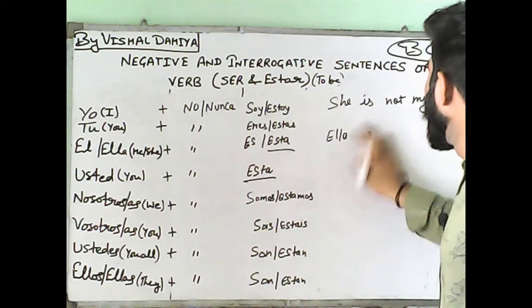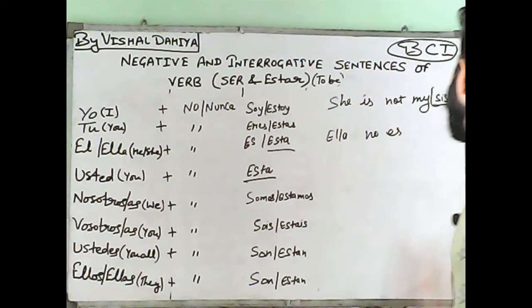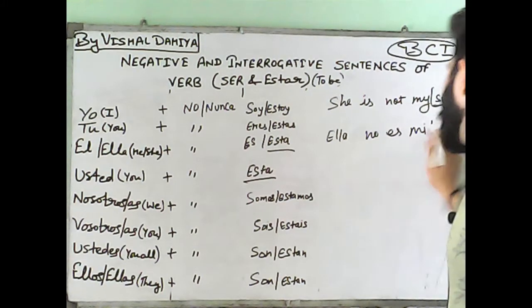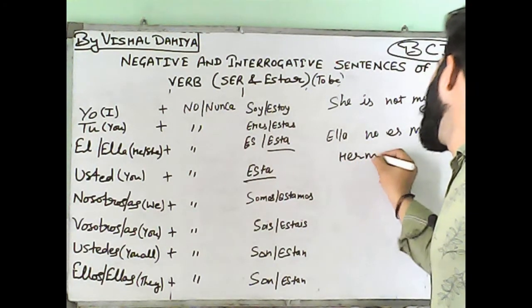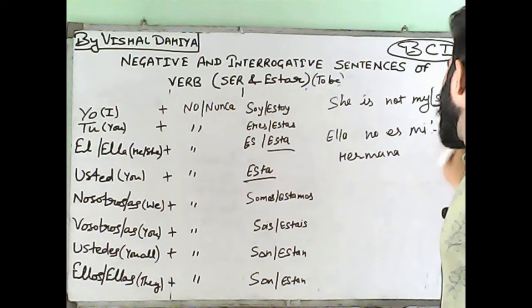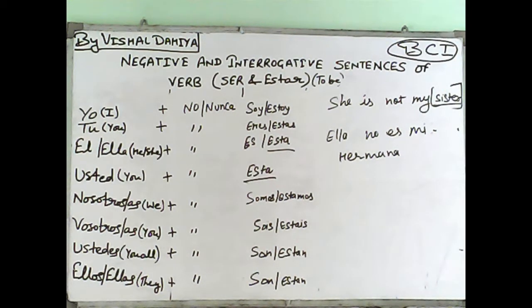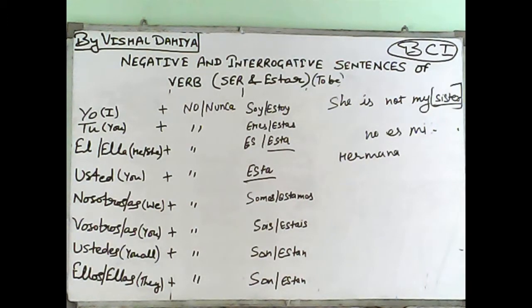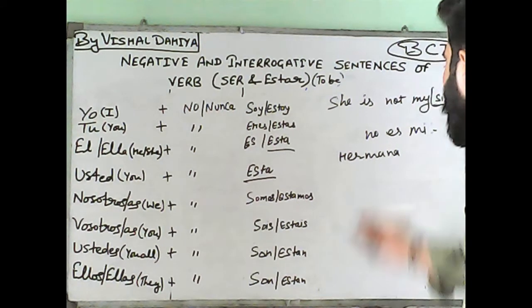So, ella no es mi hermana. Let me put here hermana. Ella no es mi hermana. She is not my sister. Or here you can again remove these pronouns, right? So, no es mi hermana. No es mi hermana. So it is understood. You do not need to mention pronouns over here, right?